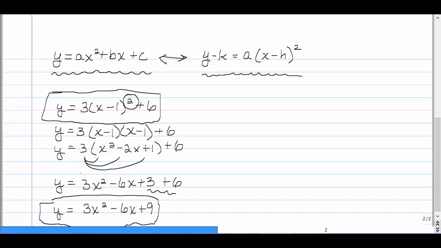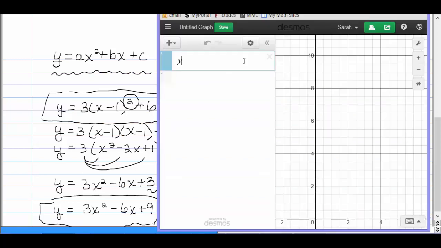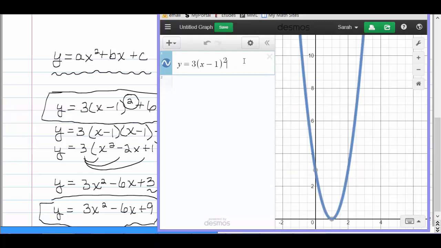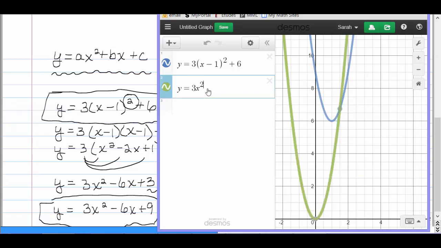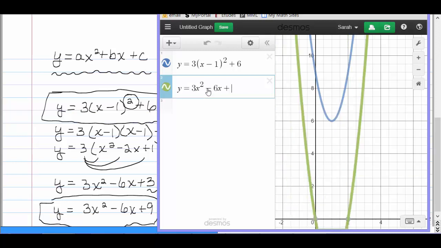We can test this out by graphing both forms. The graph should be exactly the same. Let's try the other direction.